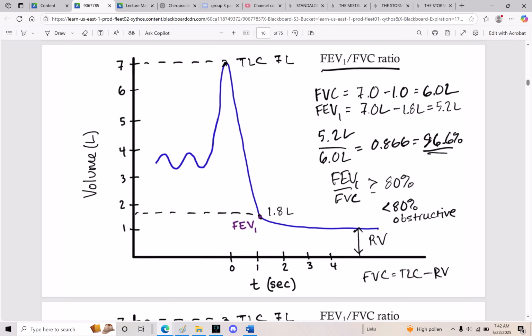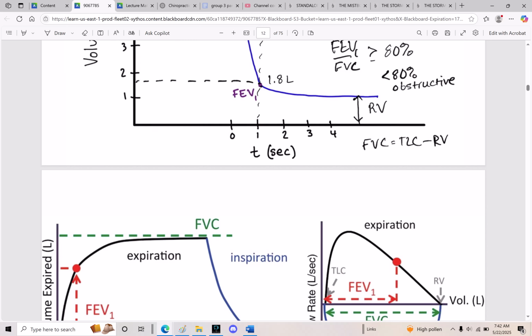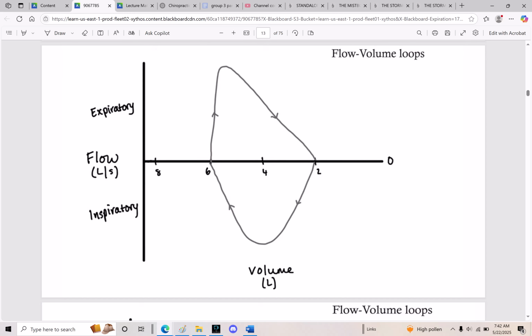Let's go over the flow volume loop. So basically, what is the flow volume? You have 2 axes. You see the 2 axes? In the x-axis, you have the volume, right? In the y-axis, you have the flow. Basically, it's the speed by which the air is going in, okay?